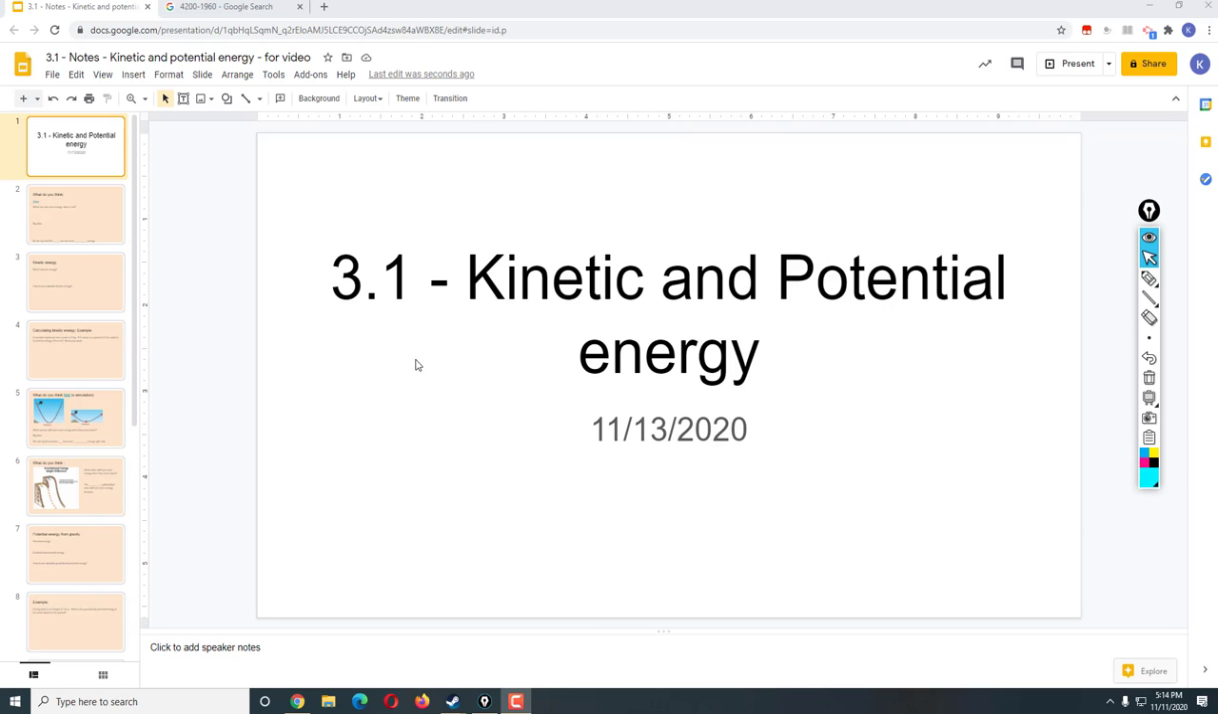Welcome to Unit 3. This unit is about energy, work, and power. And 3.1 is about kinetic and potential energy.